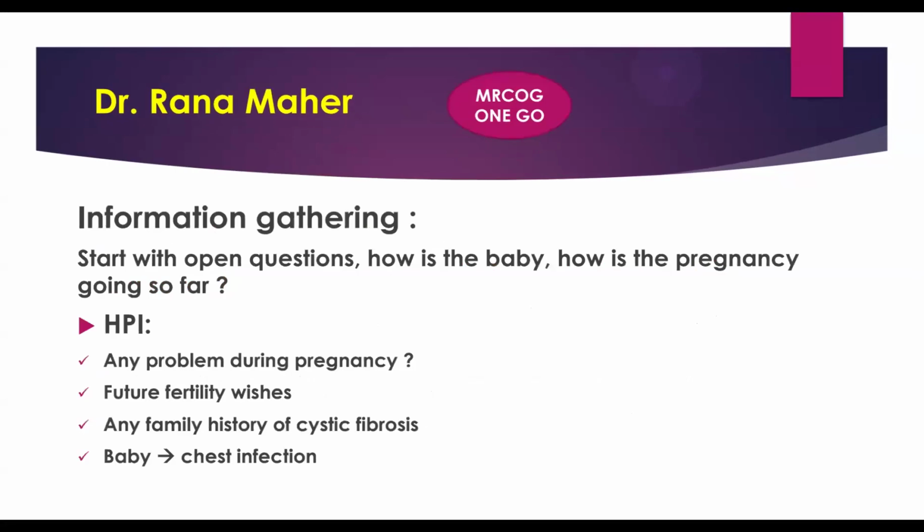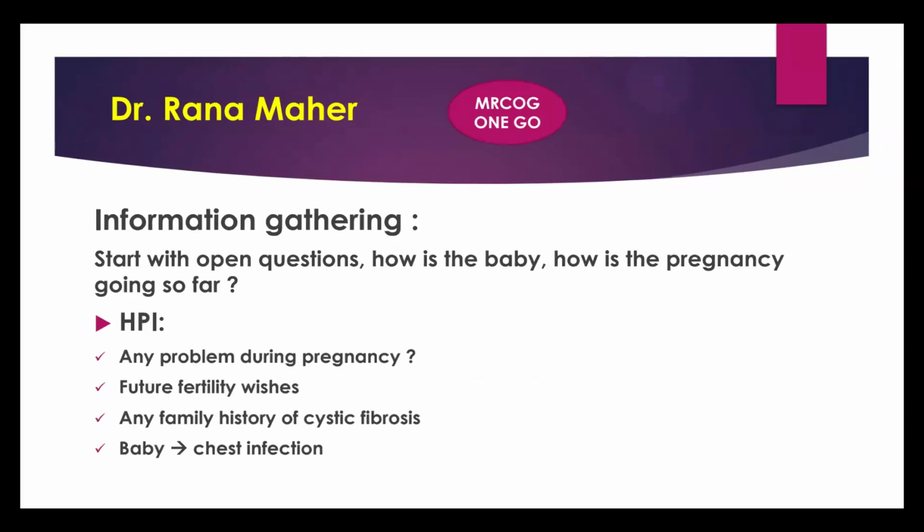Information gathering, we are here in the antenatal care module, and we will follow its template. So we will start to ask about the pregnancy, and for sure, we will start with open question. Don't forget, my friend, that this is the best way. So the first question has to be, how is the pregnancy going so far? Any problems during this pregnancy? What about the folic acid, the blood test, and the scan, if it's done or not? What about the future fertility wishes? Because we will reflect on that to tell her about the pre-implantation genetic diagnosis by the end.